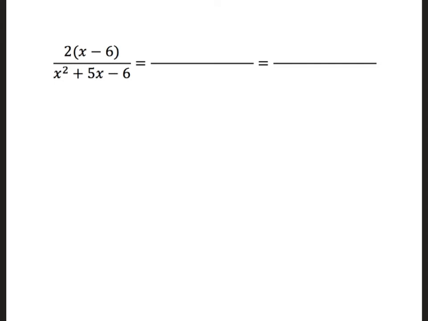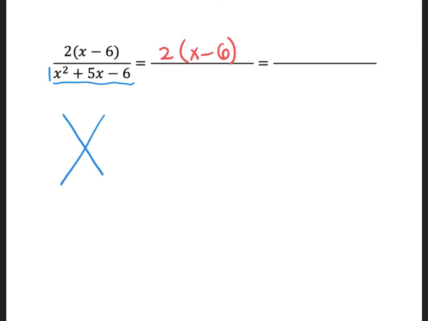All right, for my third one, the top is already factored for me. So they have 2 times x minus 6. So I'm going to go ahead and write that. And then the bottom, we have x squared plus 5x minus 6. Notice there's a 1 in front of your x squared, which means I can use the x method.